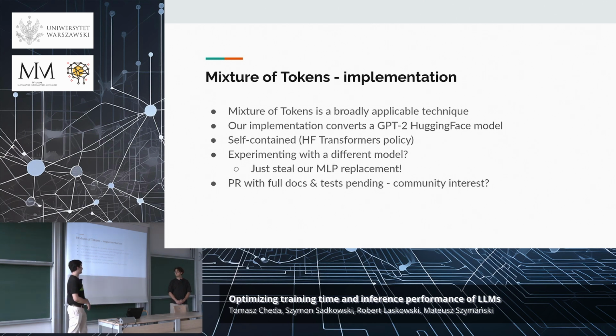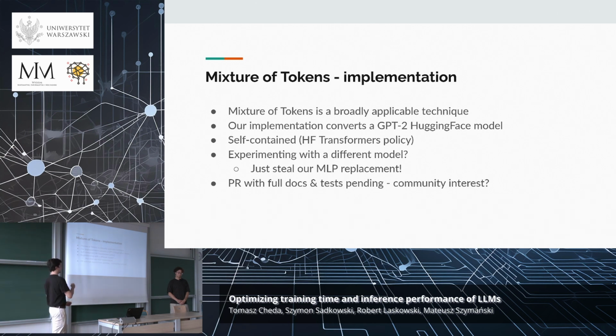The mixture of tokens that I talked about is a broadly applicable technique. You can modify any transformer architecture by just swapping out that MLP. For our implementation, we converted a GPT-2 model by swapping out the MLP. The implementation that we created is self-contained. You don't need to look at lots of files and track the inheritance to find out what's really happening. It's self-contained in just 2 files.